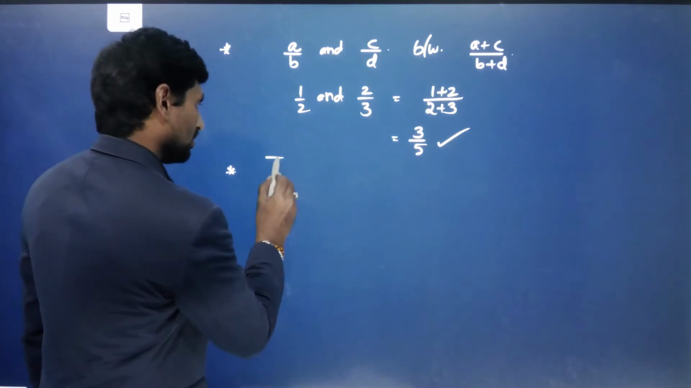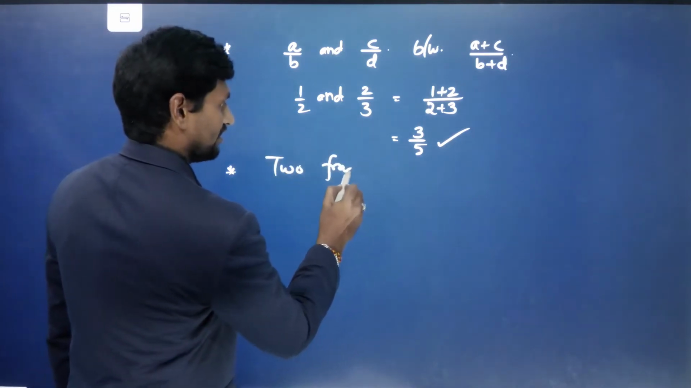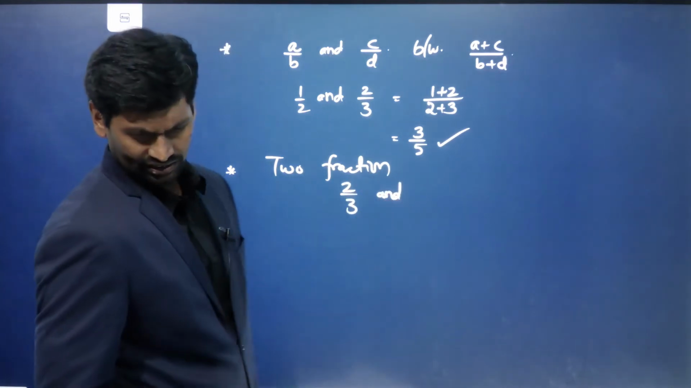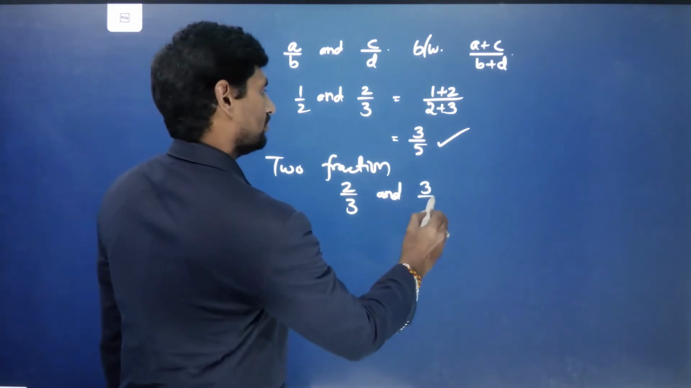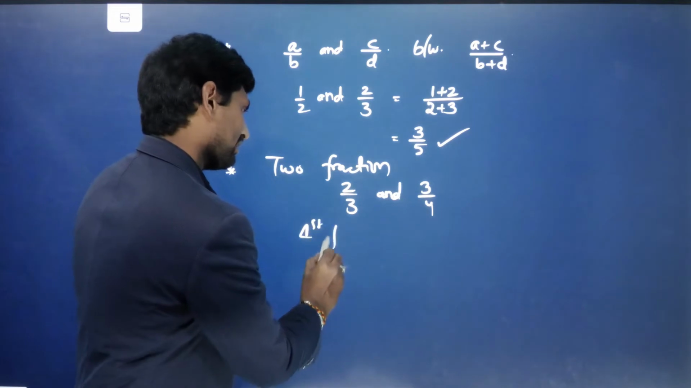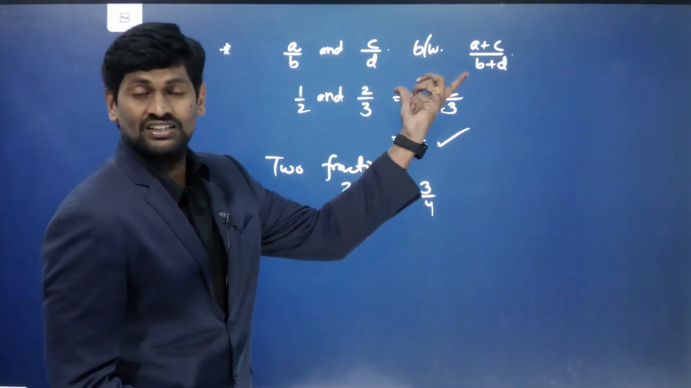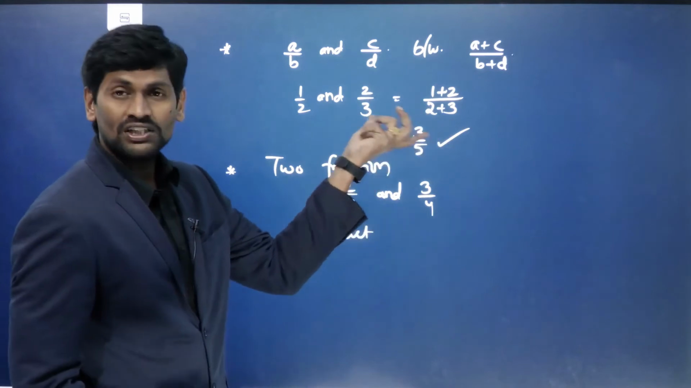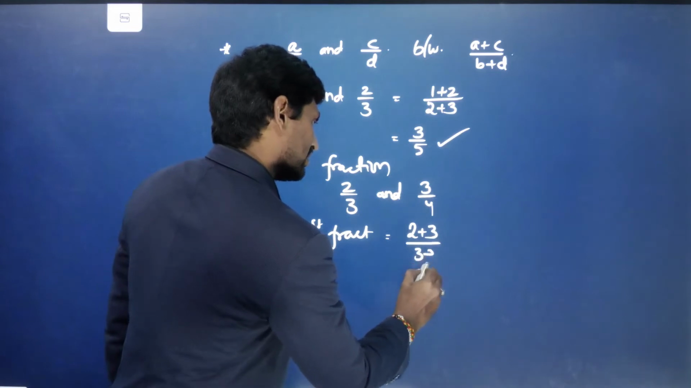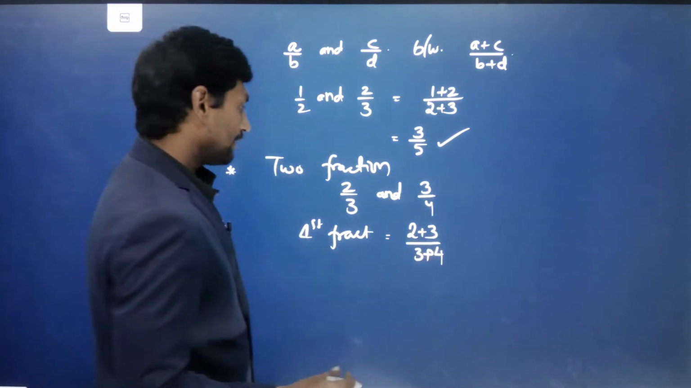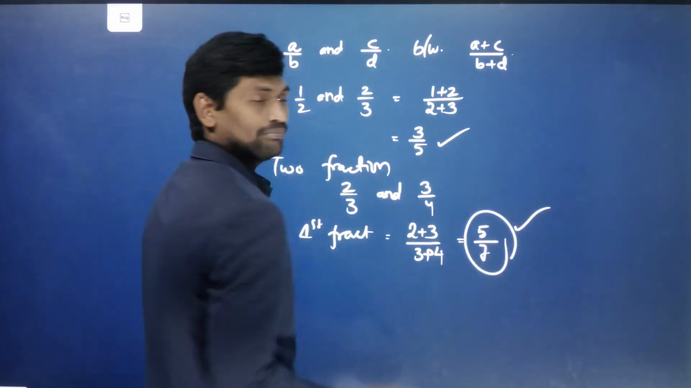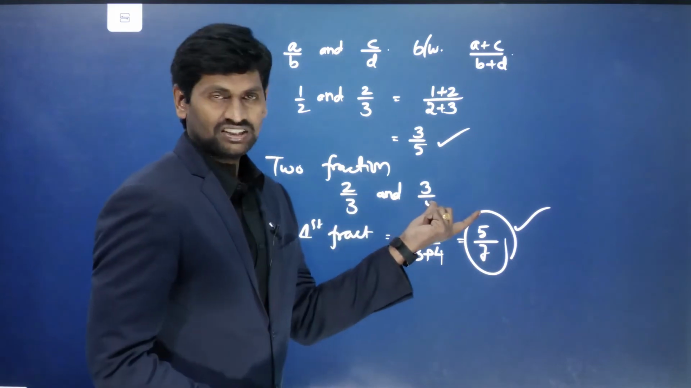Same way, find two fractions between 2 by 3 and 3 by 4. Now this time we need to find two fractions. Let us find the first fraction by using this condition, since two different fractions are given. Sum of numerators by sum of denominators: 2 plus 3 is 5 and 3 plus 4 is 7. So 5 by 7 is the number which lies between 2 by 3 and 3 by 4.